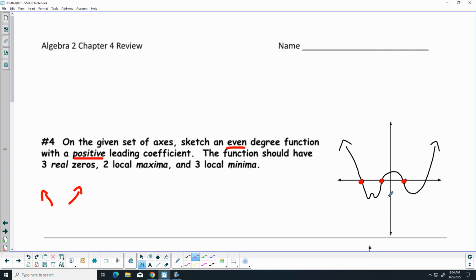2 local maxima, there are my maximums, and 3 minimums. My minimums are the low points. Let's make the minimums in blue, and my maximums in green.